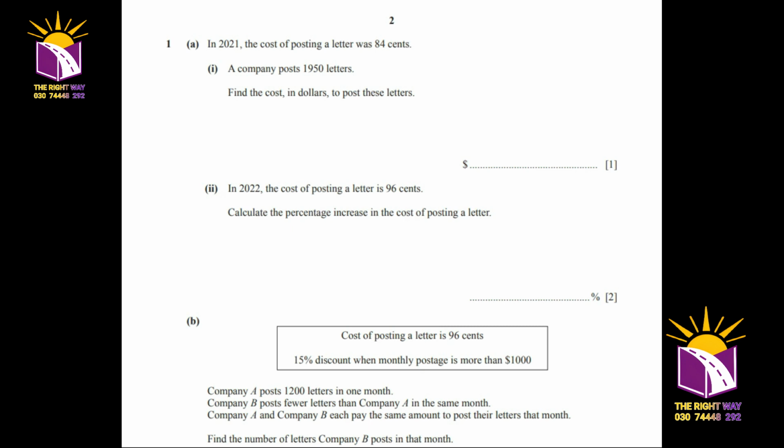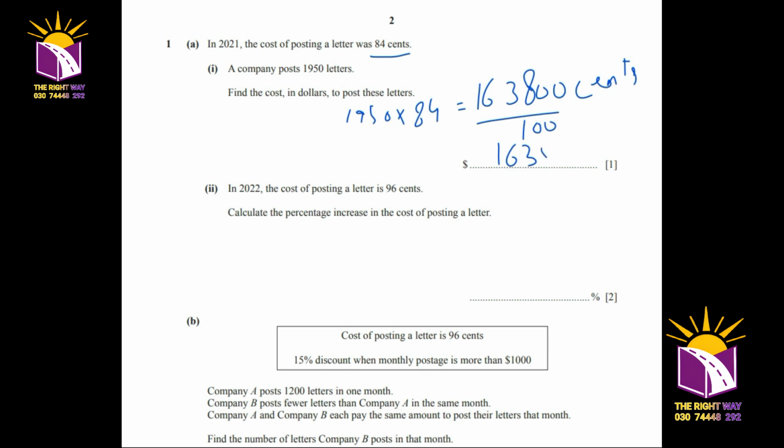A company posts 1950 letters. Find the cost in dollars to post these letters. So in 2021, one letter cost 84 cents. So 1950 multiplied by 84 will be equal to 163800 cents. To convert cents into dollars, we divide by 100 and it will be equal to 1638 dollars.